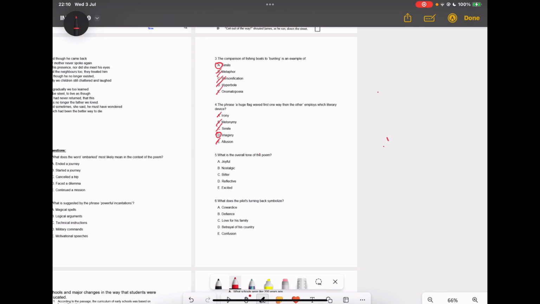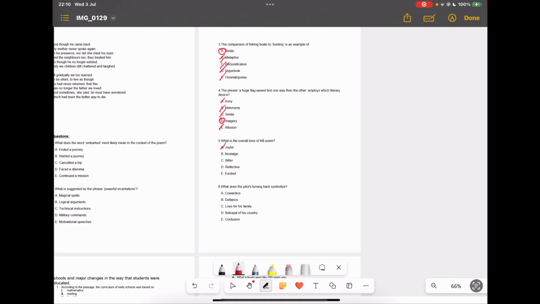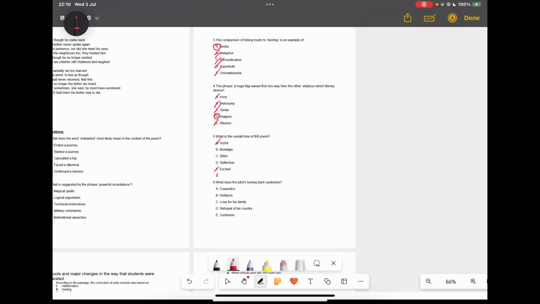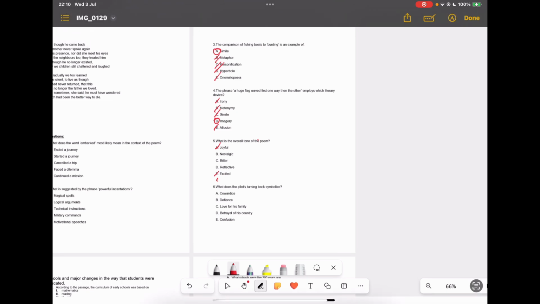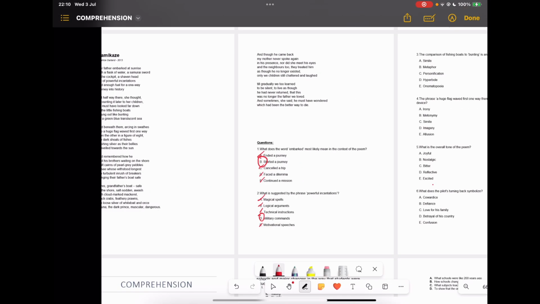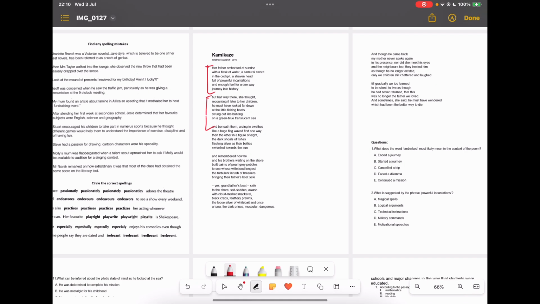So A, joyful. Not really, no. B, nostalgic to some extent. C, bitter. It is fairly bitter at some points when they discuss the relationship. D, reflective. Yeah, definitely quite reflective. And E, excited. So if we quickly look back, well, it's not going to be excited. So it's either reflective, nostalgic, or bitter. So both reflective and nostalgic are quite similar. Let's have a look.